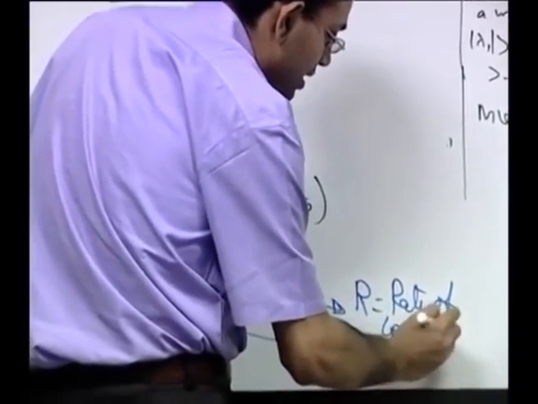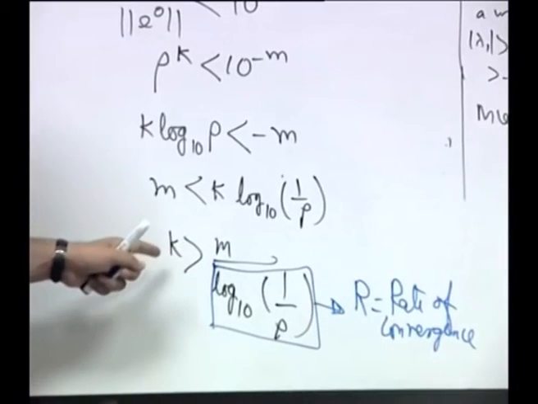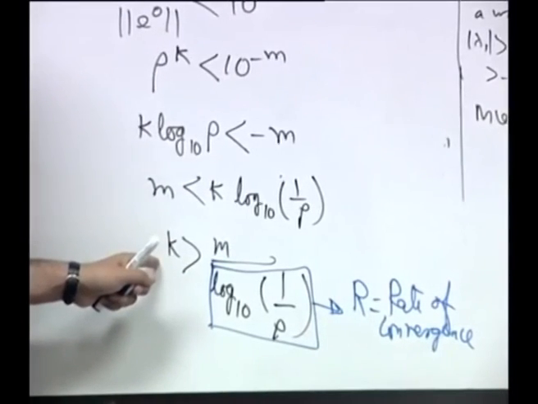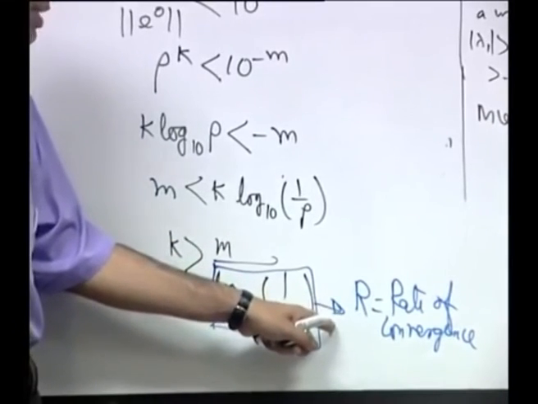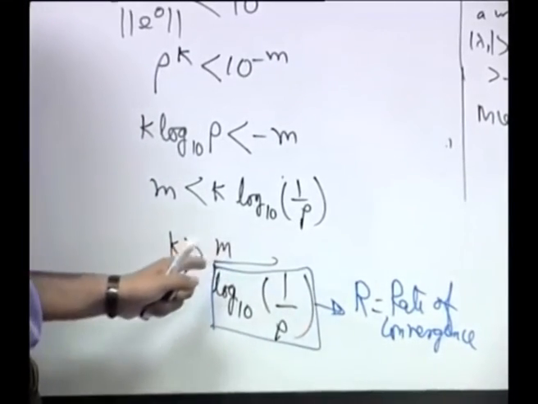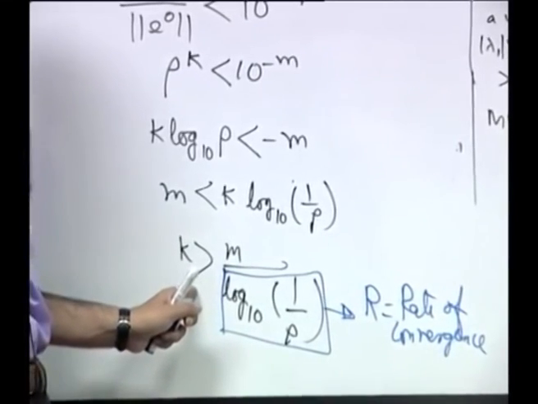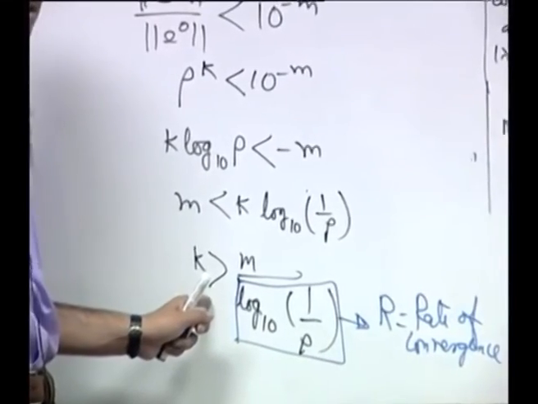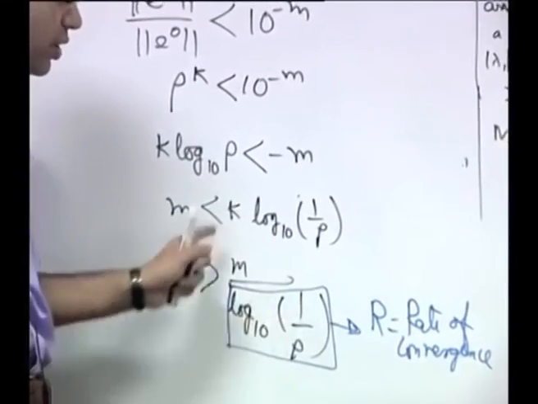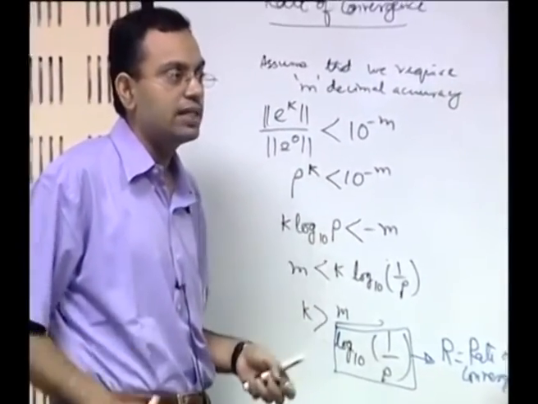Why do we call this the rate of convergence? Because you can see k is the number of steps necessary. So, the more the rate of convergence, the fewer the number of steps that become necessary to achieve the convergence. Okay. So, we will stop here today, we will take it up from here in the next class and illustrate this through an example. Thank you.